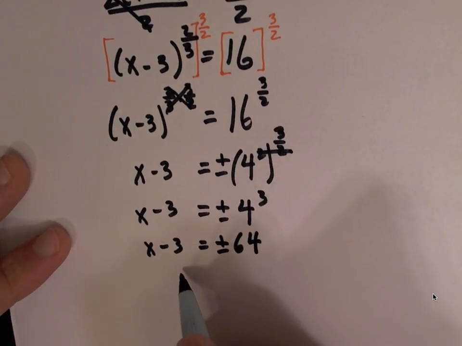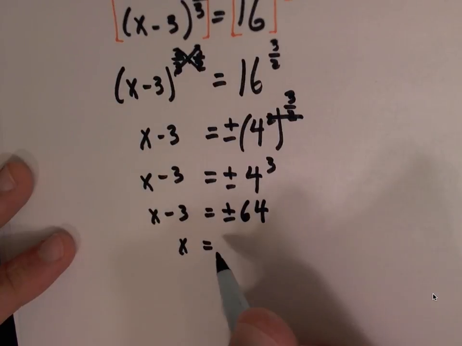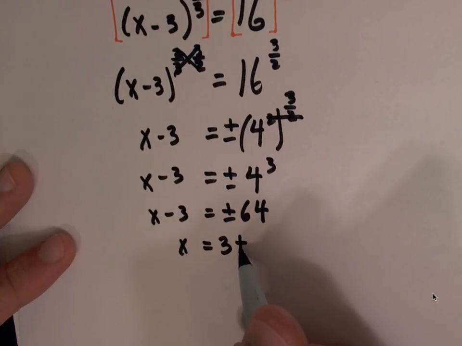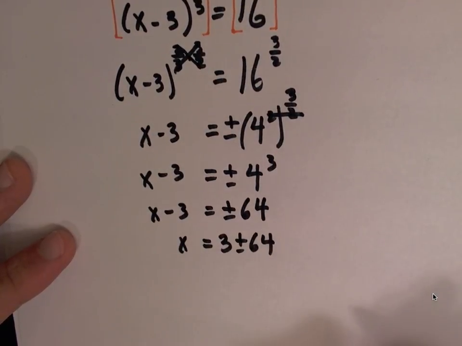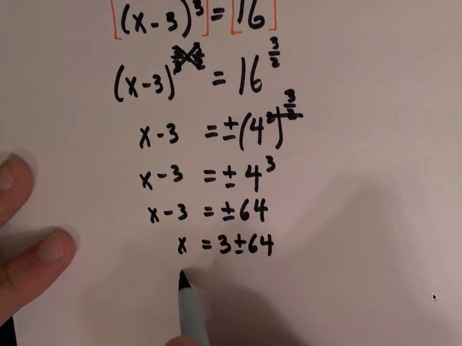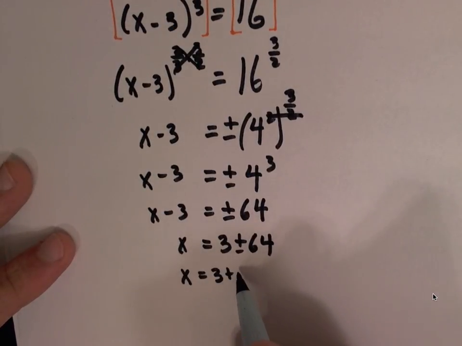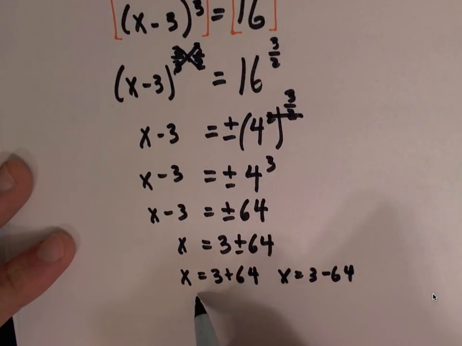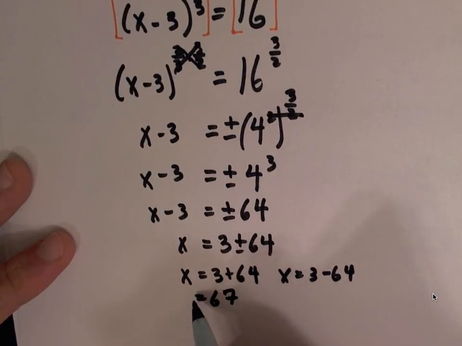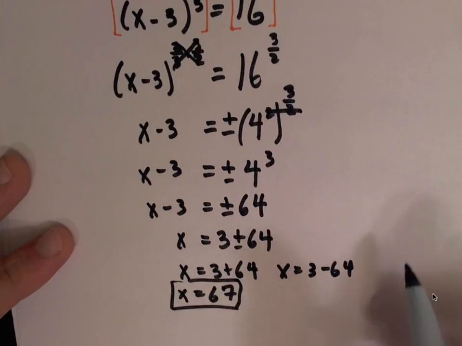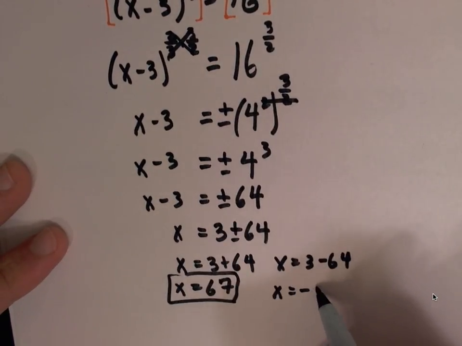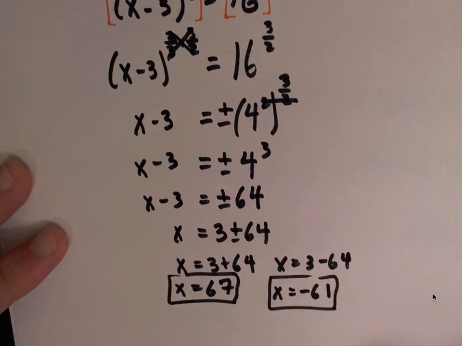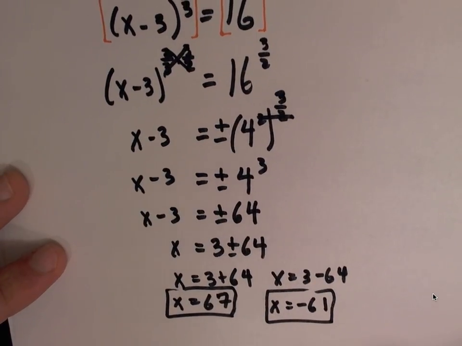And then we add 3 to both sides. So we get x equals 3 plus or minus 64. Therefore, x is going to equal 3 plus 64, or x equals 3 minus 64. So x equals 67, or x equals negative 61. All right, let's go ahead and check these real quick.